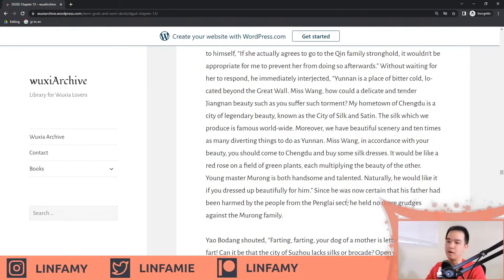Since he was now certain that his father had been harmed by the people from the Peng Lai sect, he held no more grudges against the Murong family.